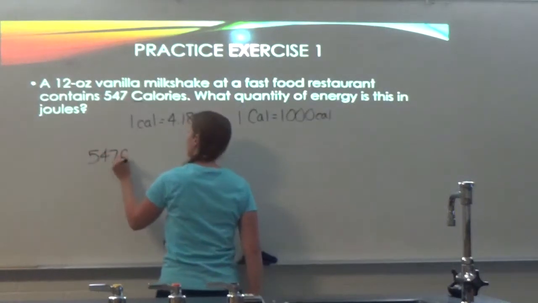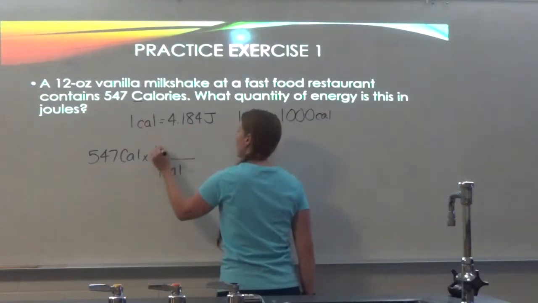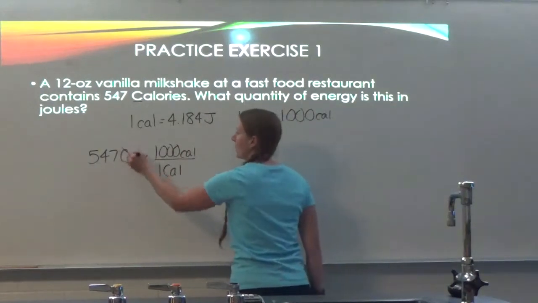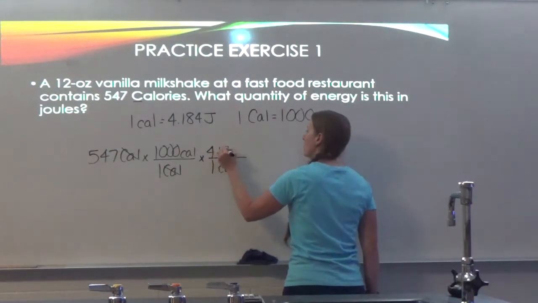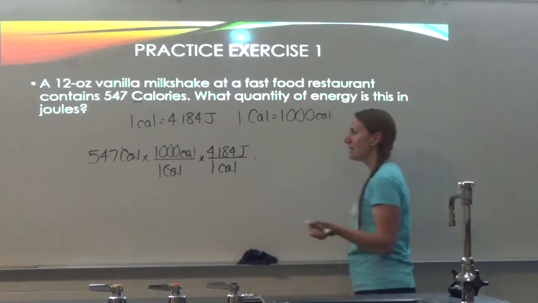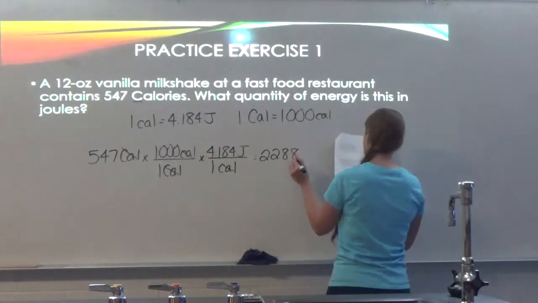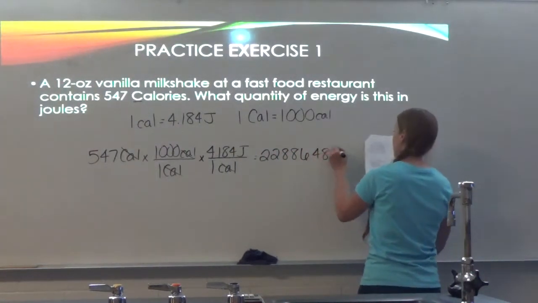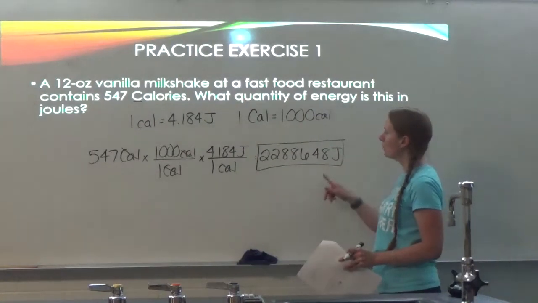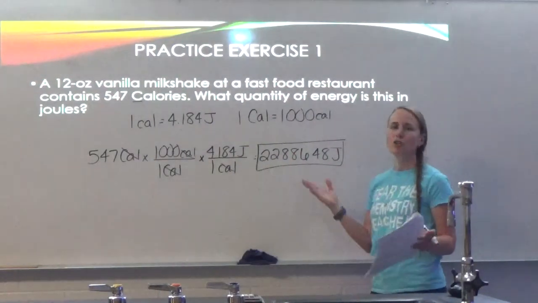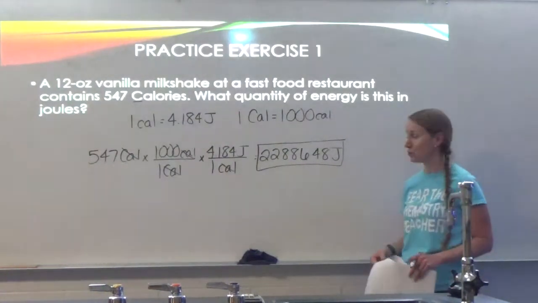So we're starting with 547 capital C calories. So I can say, okay, well 1 Calorie equals 1,000 calories. So the capital C calories are gone. And then I can say 1 calorie is 4.184 joules. And so that gets me to joules. So I just multiply across the top. And so I ended up getting 2,288,648 joules. And of course, you are more than welcome to put this in scientific notation if you prefer, and put about 2.3 times 10 to the 6 joules, which works fine too, especially once we start talking about significant figures. That's probably the better answer choice.